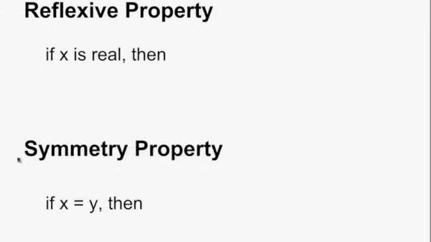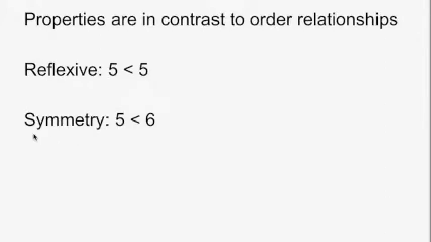And these should seem pretty basic and a no-brainer. However, they are important because they are used in contrast to the order relationships. For real numbers, 5 will equal 5. If you have inequalities, you cannot say that 5 is less than 5, because that's not true. And similarly, for symmetry, if you say that 5 is less than 6, you cannot then flip around the numbers and say that 6 is less than 5, because that is not true.